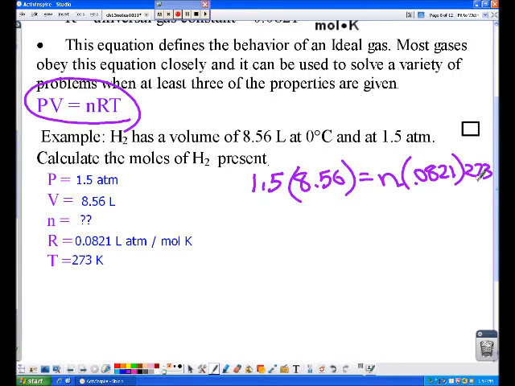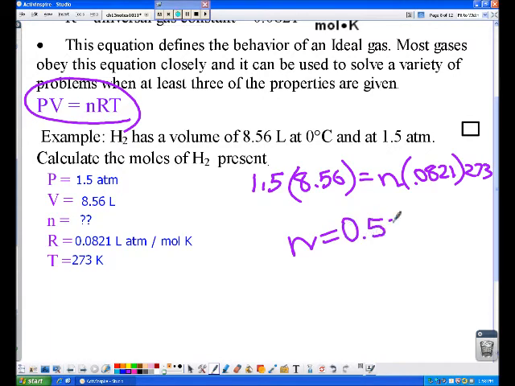So now we need to solve for moles. And I want you guys to solve for moles here. I'm going to give you a minute to try to solve this one. Good. Right. The moles should be 0.57 moles. And what is the gas? Hydrogen, H2.